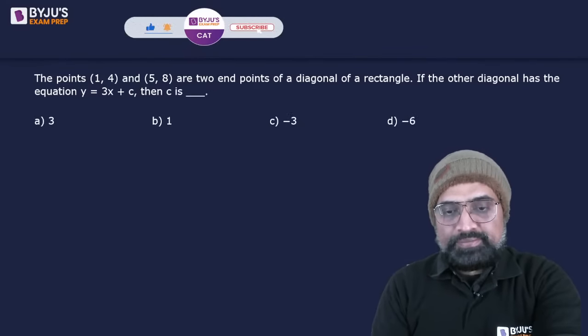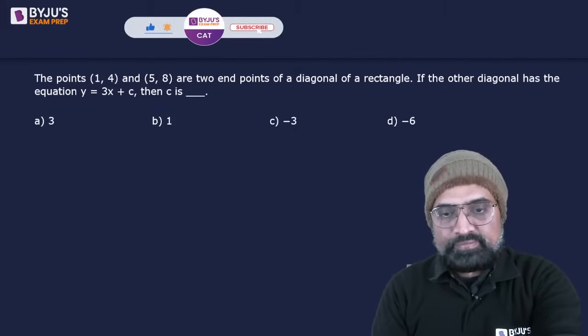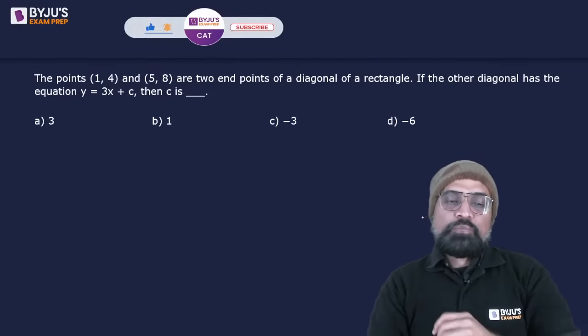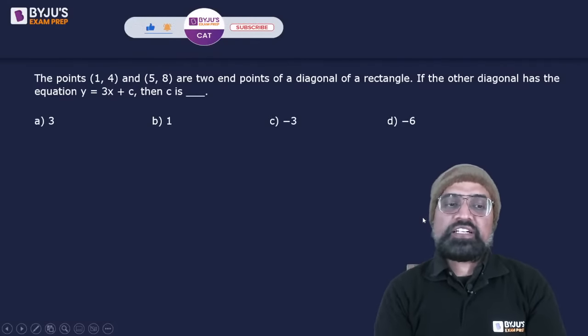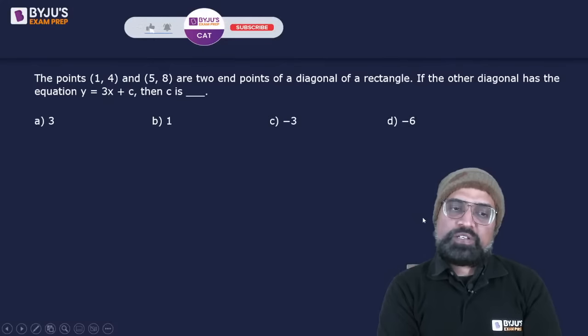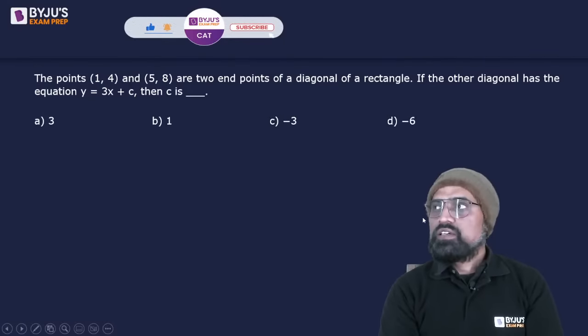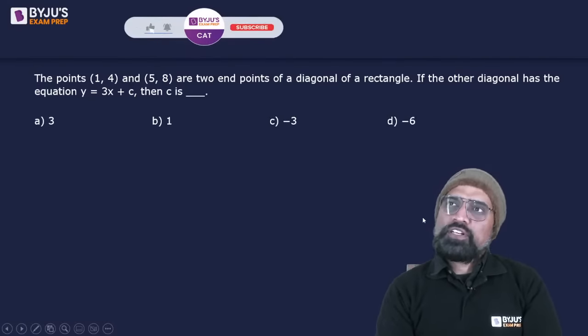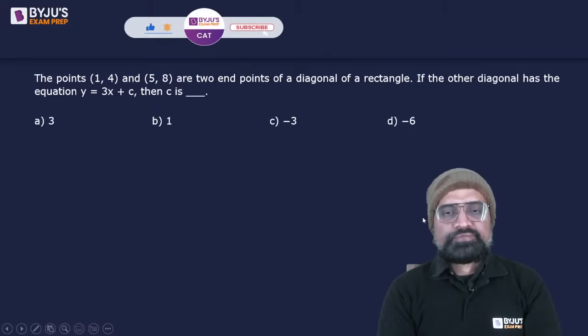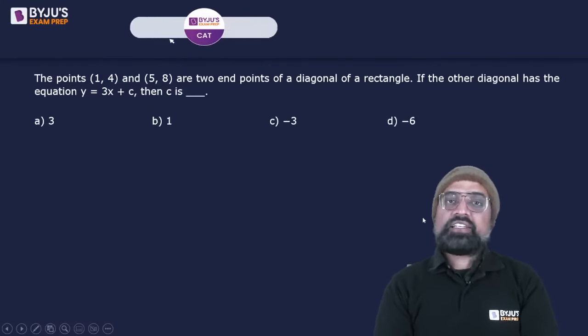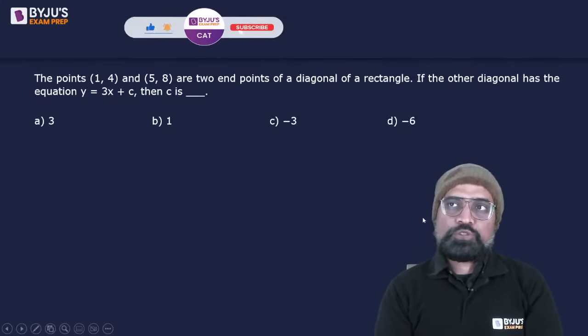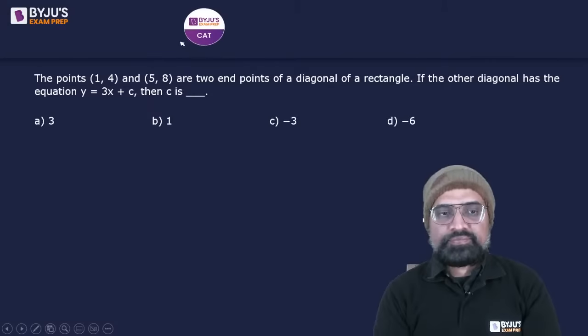Okay, coordinate. The points (1, 4) and (5, 8) are the two endpoints of a diagonal of a rectangle. If the other diagonal has the equation y = 3x + c, then c is? Okay, looks like we have done a similar question before, which was a little lengthier than this, but the process was exactly the same.